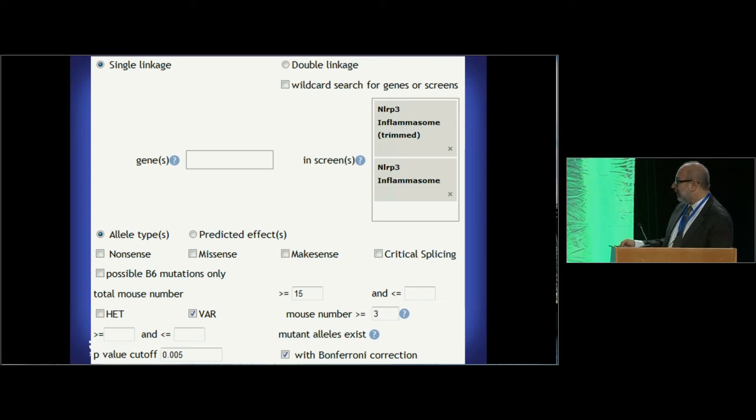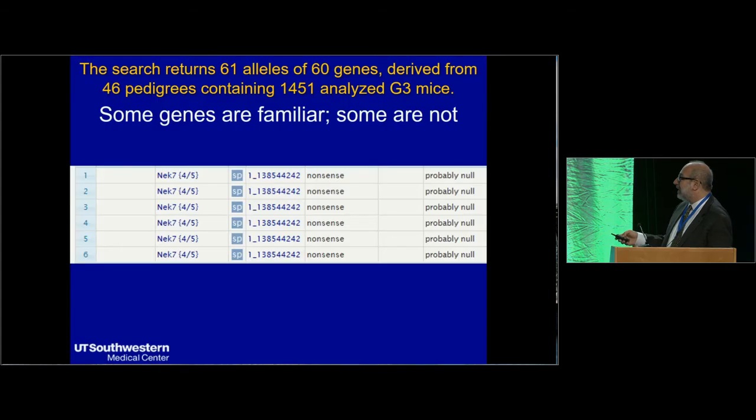Let's take an example. We happen to be interested, among other things, in the performance of the NLRP3 inflammasome, which I'm sure you're all familiar with. And here we've looked for pedigrees that are greater than 15 G3 mice, and with a p-value of 0.05 to establish linkage between mutation and phenotype. And if we hit return in the real program, we immediately get a list of genes that have been mutated and the number of alleles in particular genes, and some would be familiar and some not.